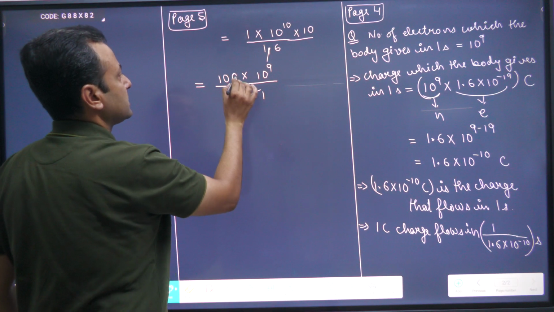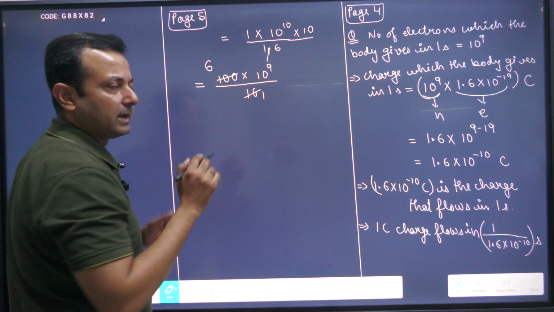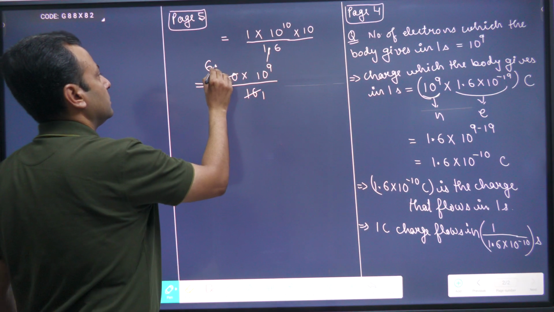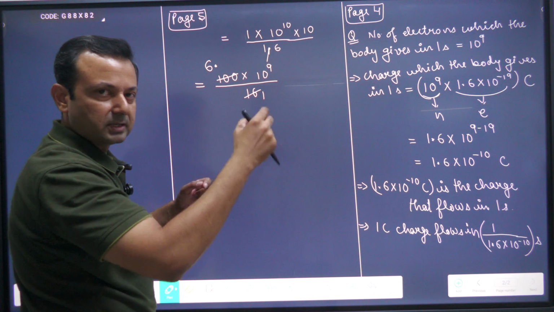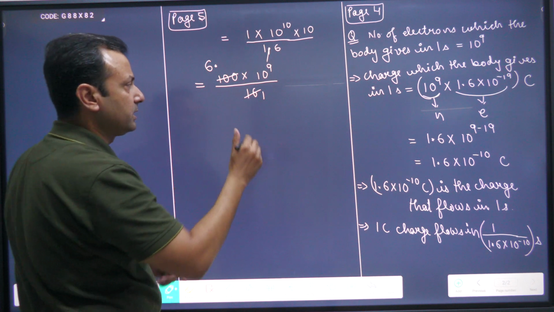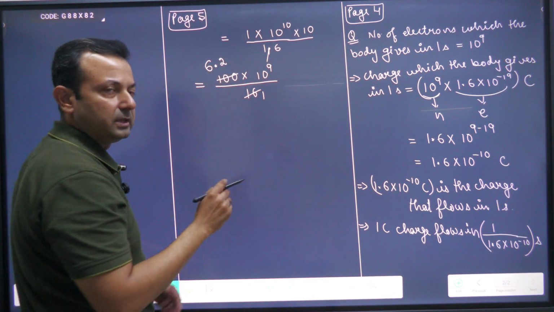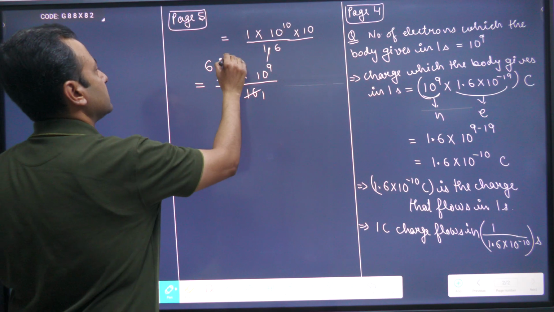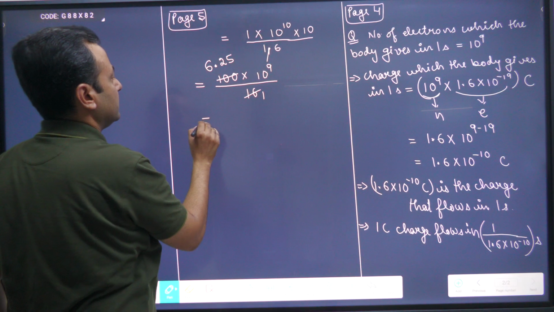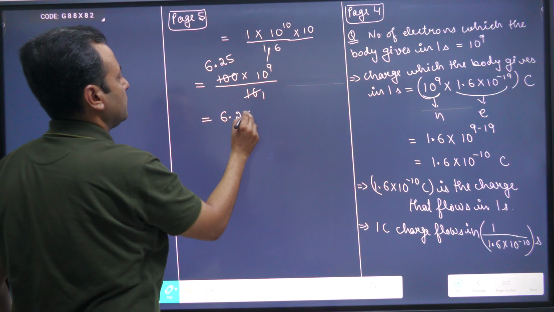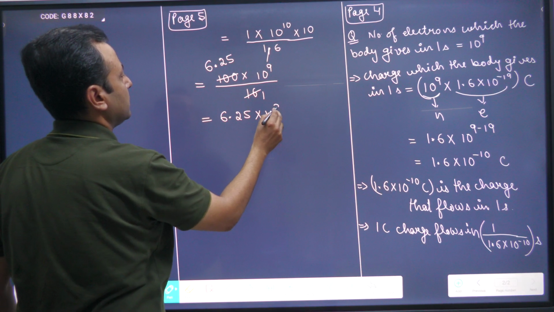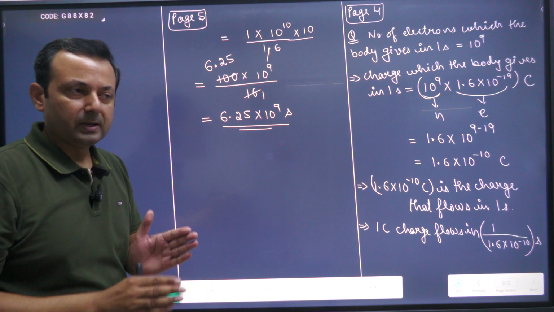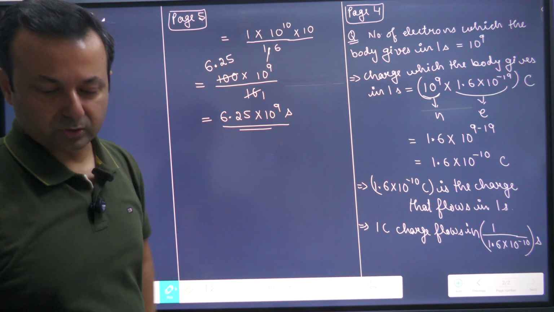So 16 ones are 16. 16 sixes are 96. 100 minus 96 is 4. After the decimal we put a 0. 4 0 is 40. 16 twos are 32. 40 minus 32 is 8. 8 0 is 80. 16 fives are 80. So 6.25 into 10 to the power 9 seconds is the time in which 1 coulomb charge flows.